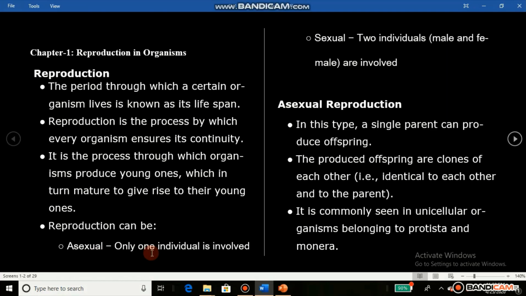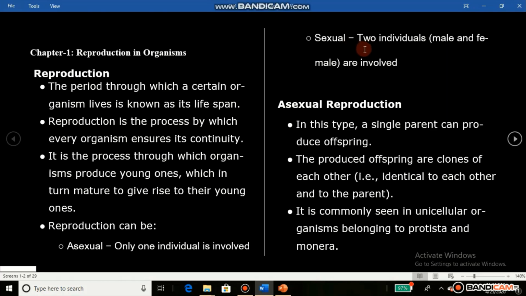There are different means of asexual mode of reproduction. I will teach you in detail about sexual mode of reproduction with the help of a diagram. So just wait. Let's define sexual. What is sexual mode of reproduction?